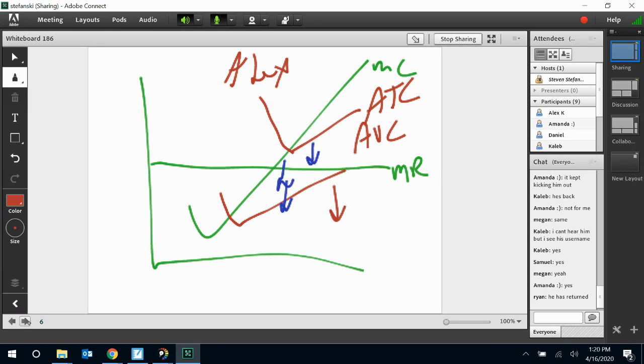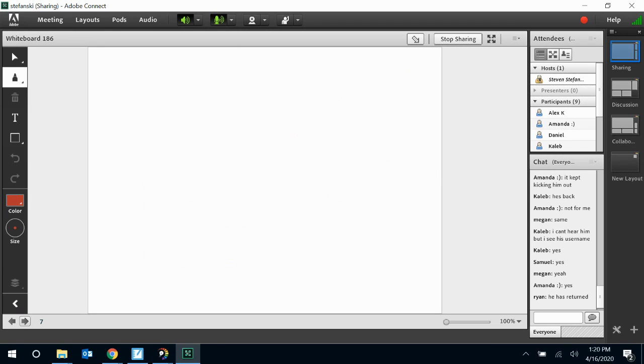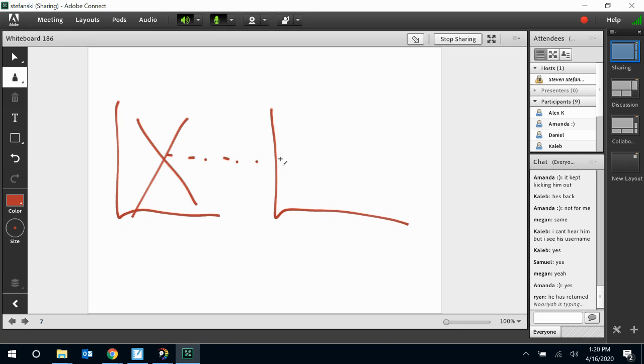All right. So now eventually we will reach long run equilibrium. Okay. So let's say this is the price. If I get kicked off again, please just hang on, and I'll reboot or something like that, and get back on here.